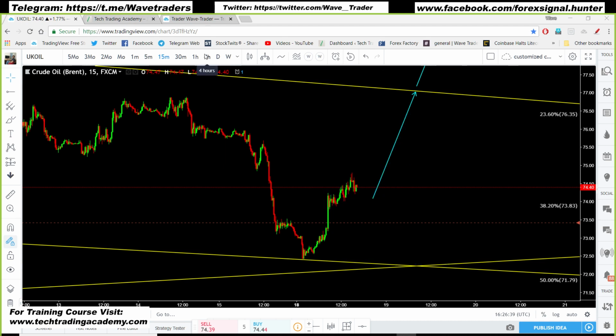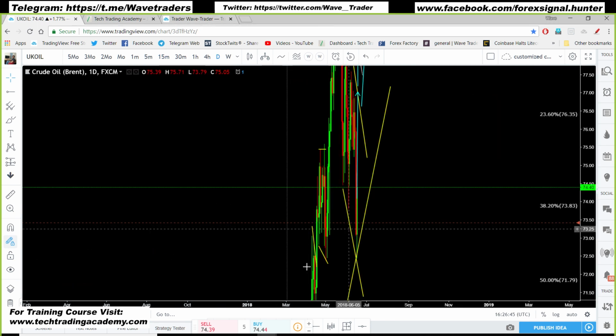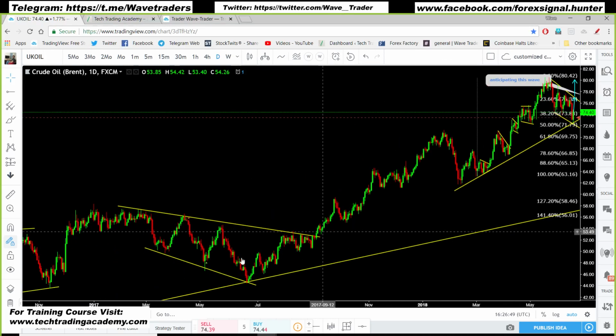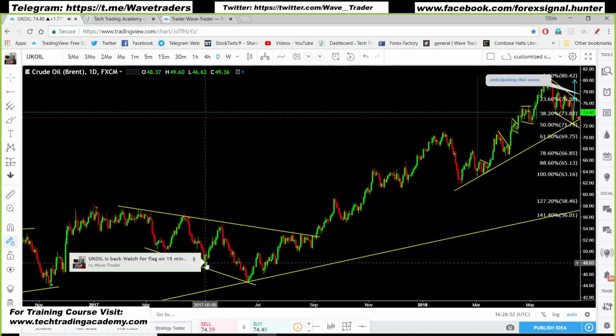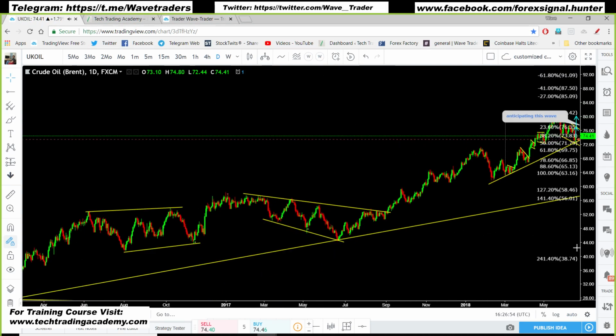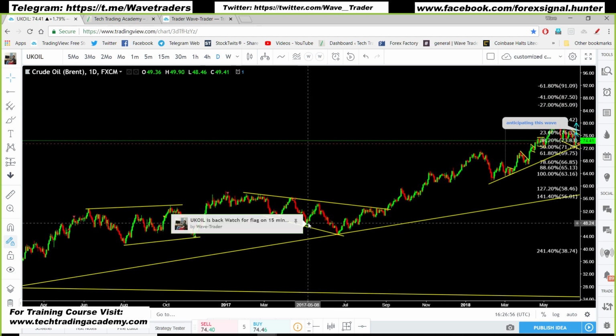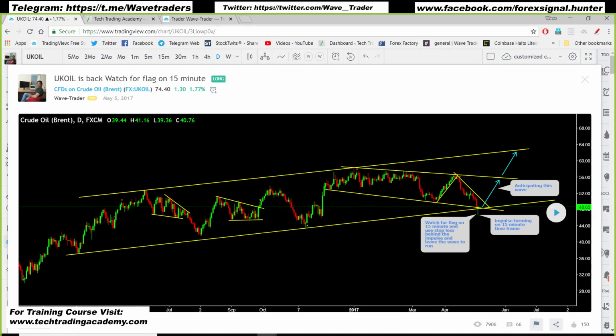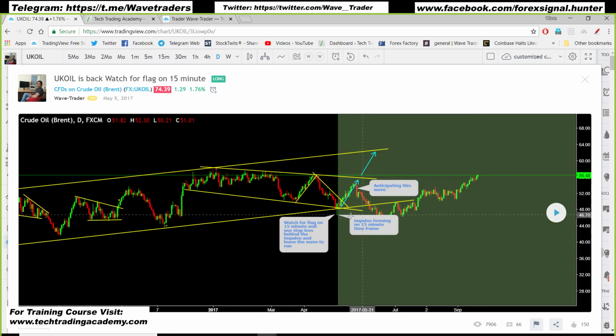You can place your stop loss behind that impulsive move. If you are not sure what I'm talking about, there is an example for you to learn and understand. Simply go to this chart and look at the updates on this chart. We were looking for a buy setup at that time on the oil.